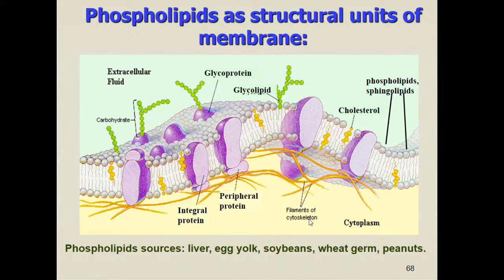Phospholipids, as I told you, are the structural units of the membrane, and it doesn't matter whether it is sphingomyelin or phosphatid: polar head, non-polar tail. And except them, you can see that cholesterol is also present here. It's also an essential structural unit of our biological membrane.